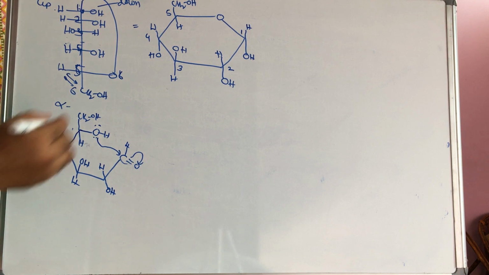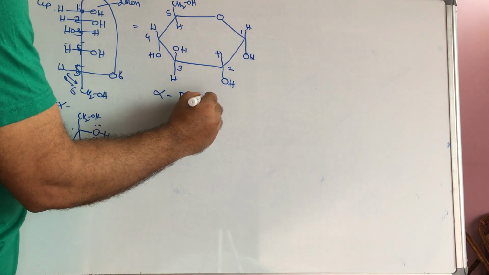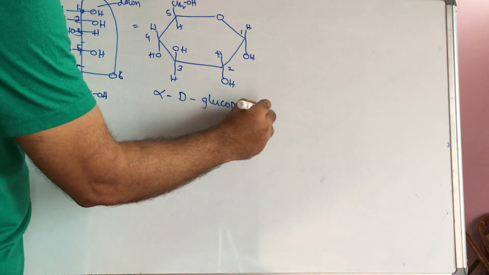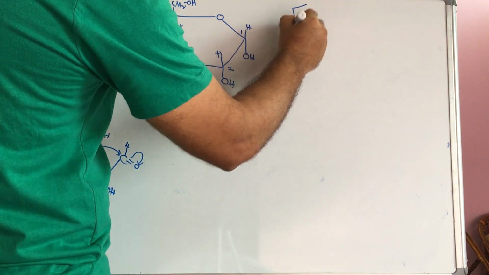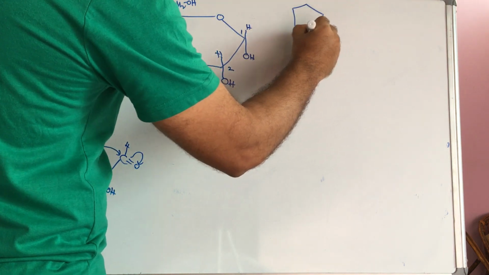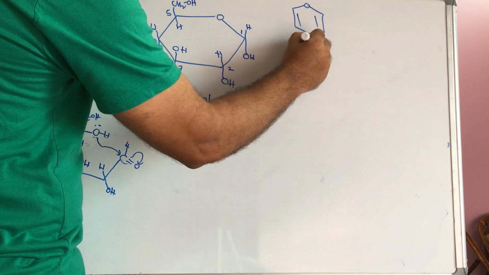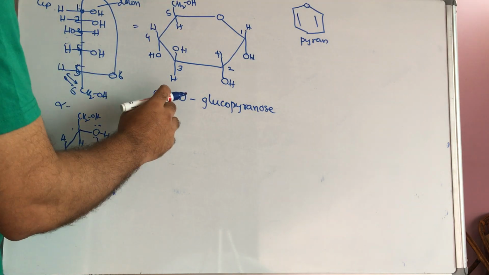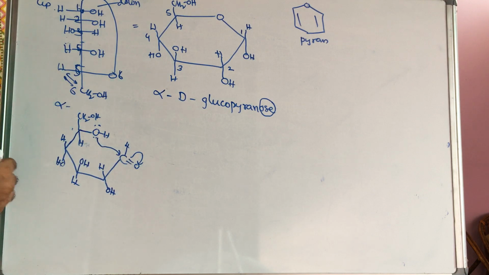This is alpha D glucopyranose. It is similar to the pyran structure. That's why it is known as pyranose. This is pyran, a 6 member ring. This is also 6 member. That's what is called pyranose. O is generally the suffix for the carbohydrates.